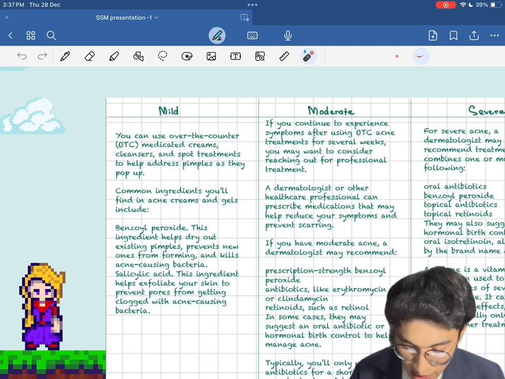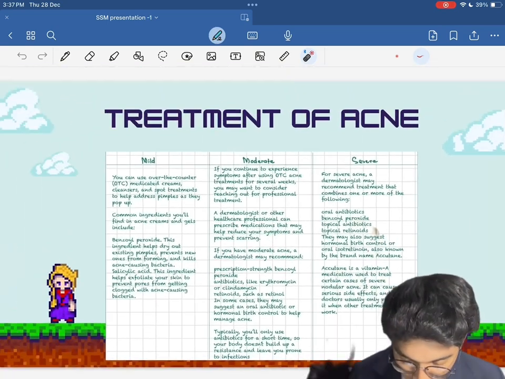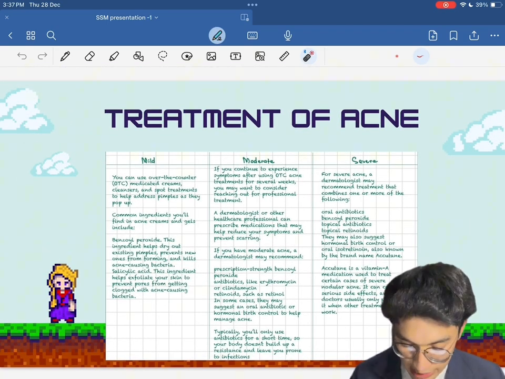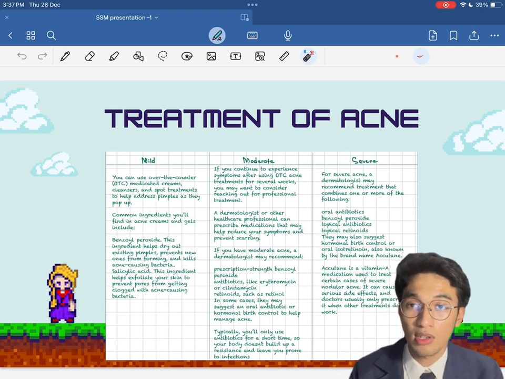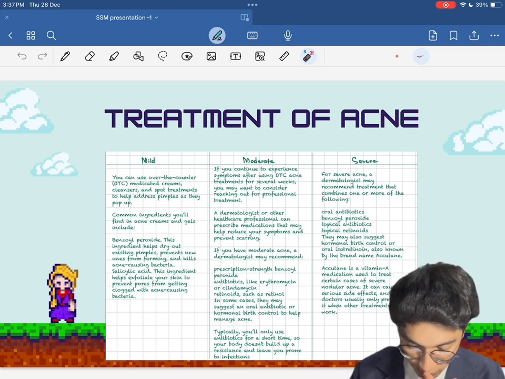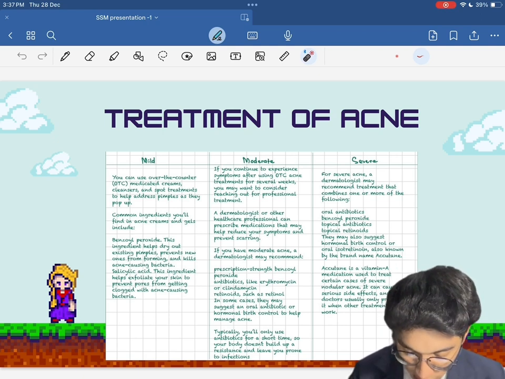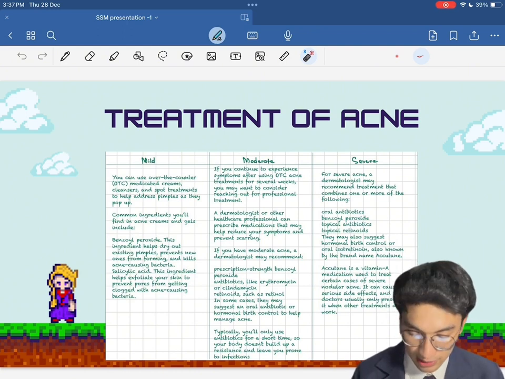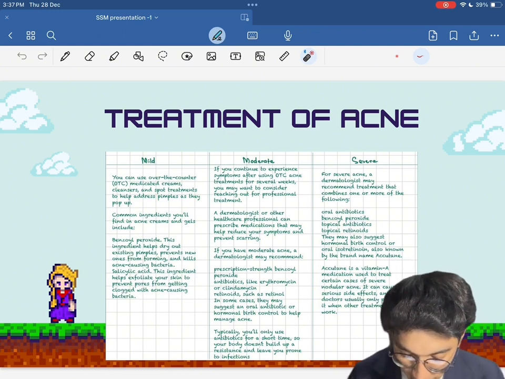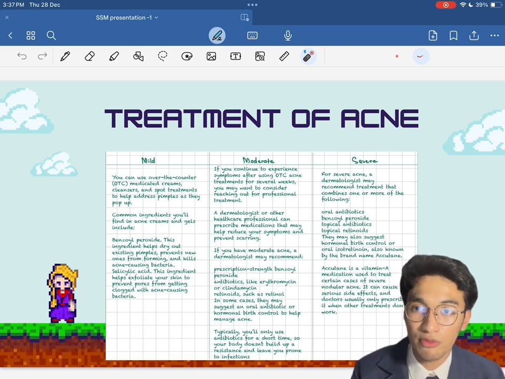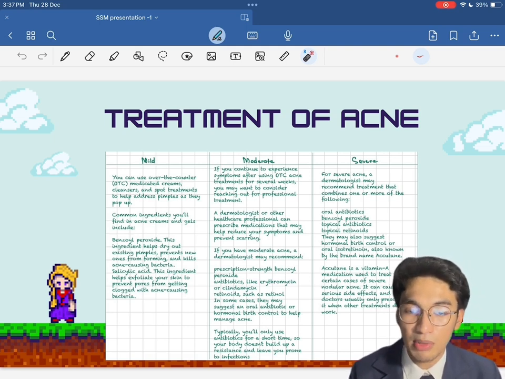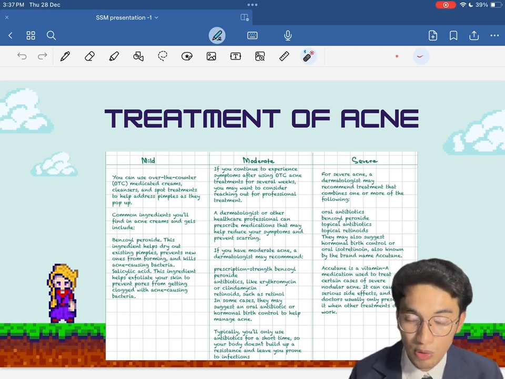Okay, the next one is moderate. If you continue to experience symptoms after using OTC or over-the-counter acne products, you may want to consider reaching out for professional treatment. If your skincare is not tolerated by your skin, you can also go to the moderate level, which is professional treatment. Here, a dermatologist or other healthcare professional can prescribe medication that may help reduce your symptoms and prevent scarring. Usually, acne will fade out, and after it fades out, it can leave scars on your skin. So this can help prevent scars, especially on your face.